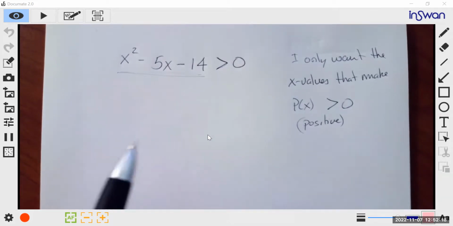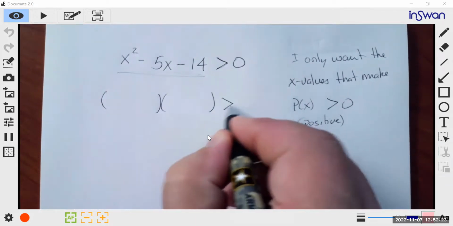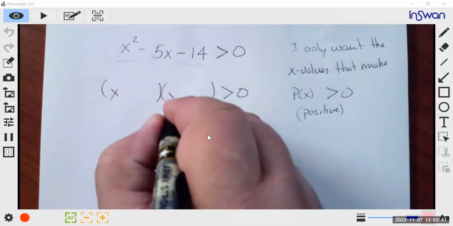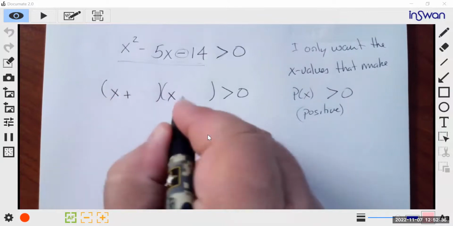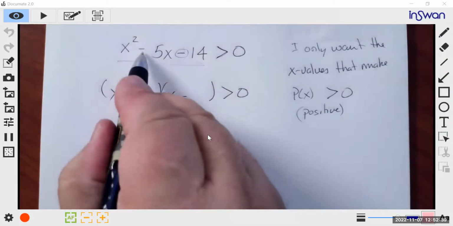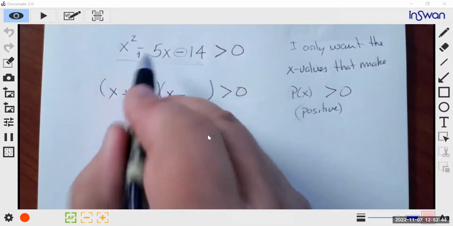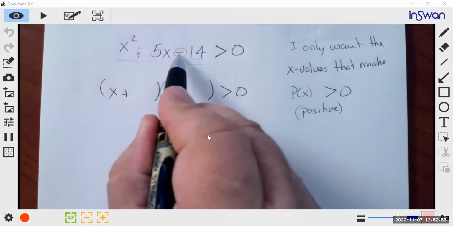So the first thing we do, we have it equal 0. See if we can solve for the intercepts. We have x and x, and we have opposite signs. One's positive, one's negative. The bigger one is negative. What times what is 14 when you subtract them, you get 5?